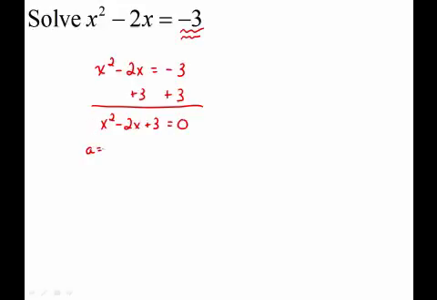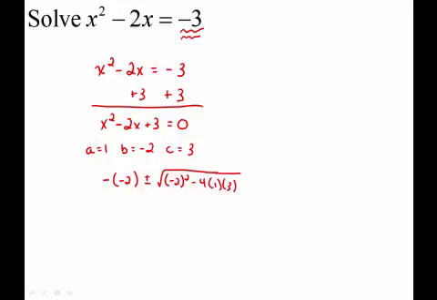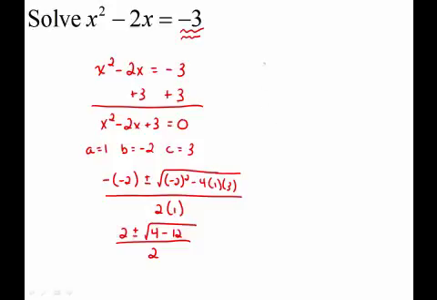And we have a equal 1, b equal negative 2, and c equal 3. So negative b, so negative 2, plus or minus negative 2 squared minus 4 times 1 times 3, all over 2 times 1. So we get 2 plus or minus the square root of 4 minus 12 over 2. And going back up here, that's 2 plus or minus the square root of negative 8 over 2.